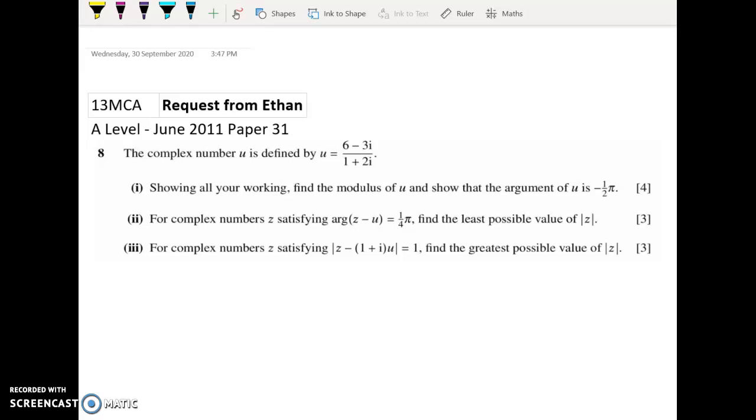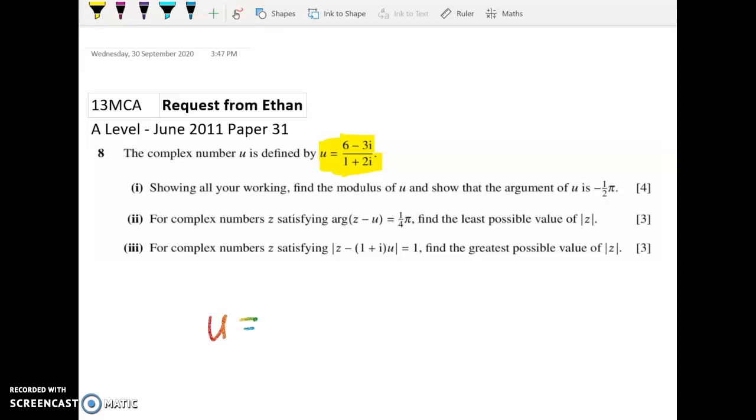So I want you to pause the video and try and work through all 3 problems. The first one is one where we're given a complex number, and you can see that we're going to have to multiply by the conjugate. We have to find the modulus of u and show that the argument is negative pi on 2. So this bit is pretty straightforward. I'm going to do it quite quickly.